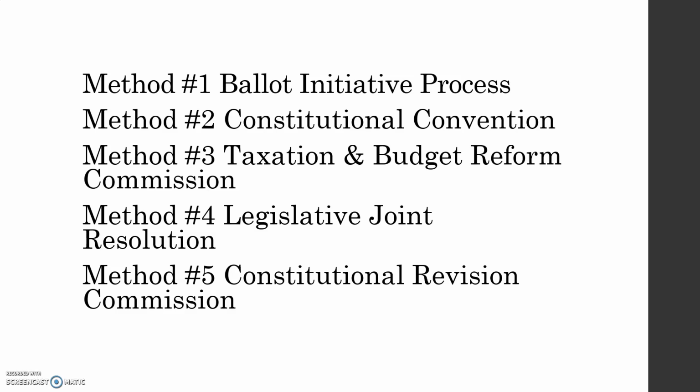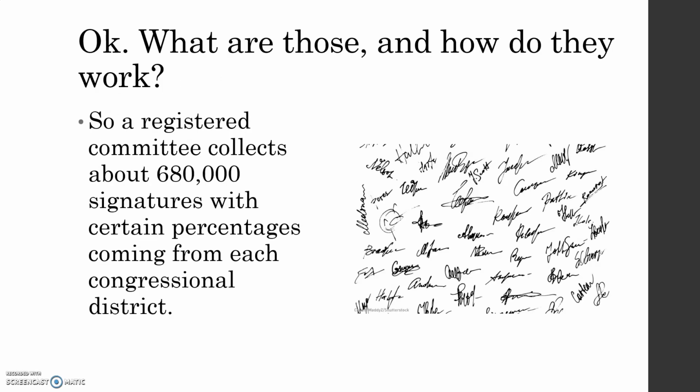You have the ballot initiative process, you have the Constitutional Convention method, you have taxation and budget reform commissions, you have a legislative joint resolution, and you have a constitutional revision commission. I think I'm the only one here who understood what these things are, so we're just going to move on. Okay, what are those and how do they work?